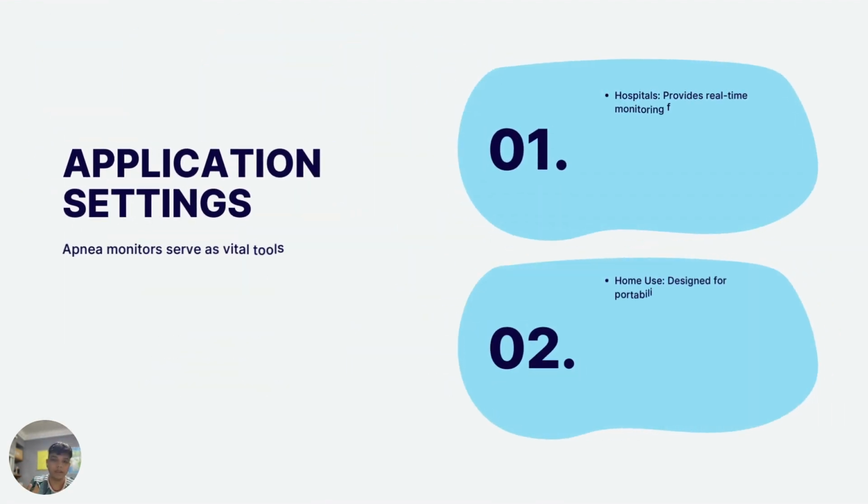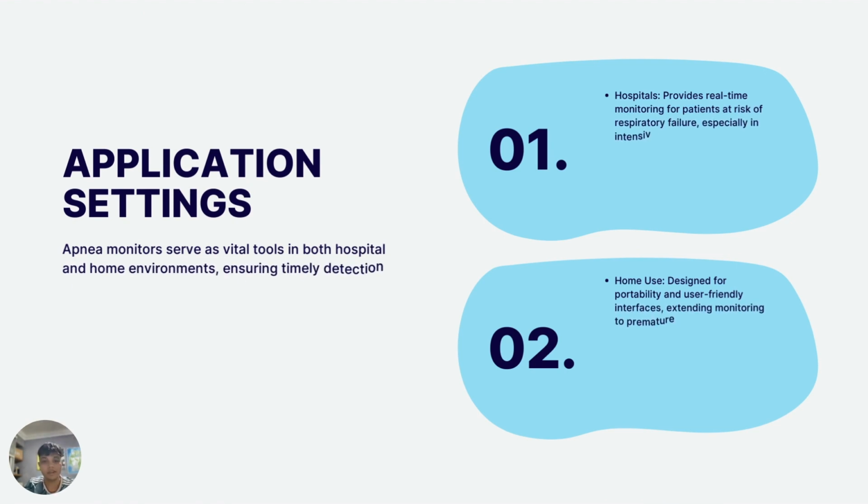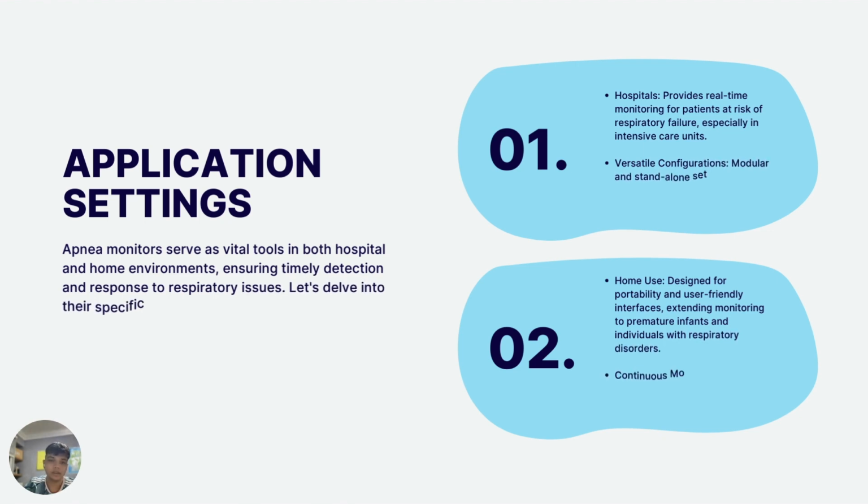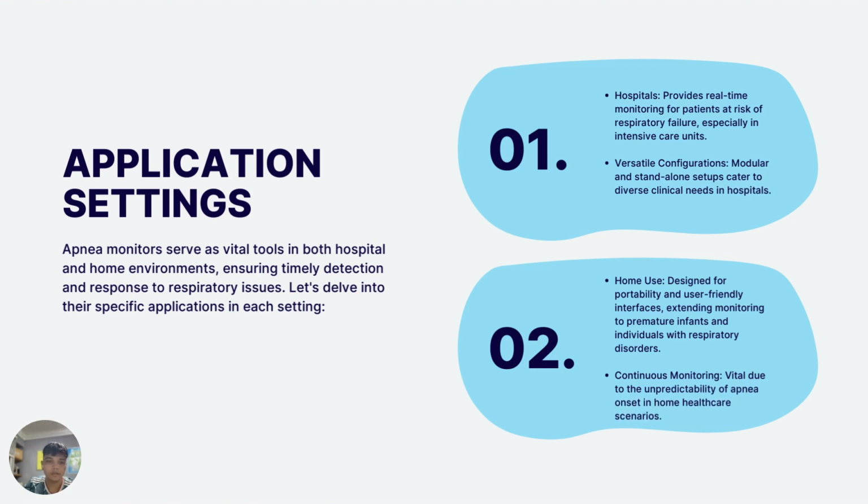Next, where can most of these monitors be found? So first off, they can be found in either hospitals or homes. For the hospital setting, particularly in intensive care units, these monitors provide continuous real-time monitoring for nurses and even doctors for patients at risk of respiratory failure. The modular and standalone configuration of these monitors makes them suitable for diverse clinical setups, as shown in the slide.